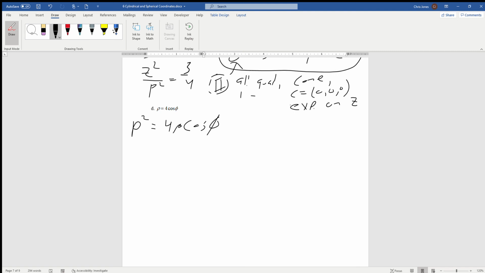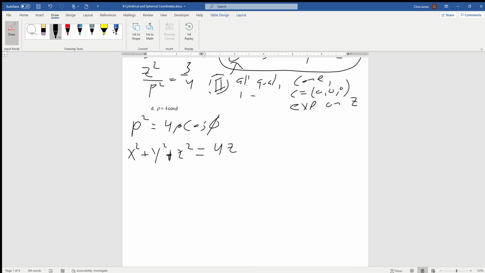And the reason we do that is because we know that there's a relationship between rho squared and the Cartesian coordinates. So that's x squared plus y squared plus z squared. And as you may remember by now, rho cos phi is the same thing as z, right? So that can be just written as 4z.